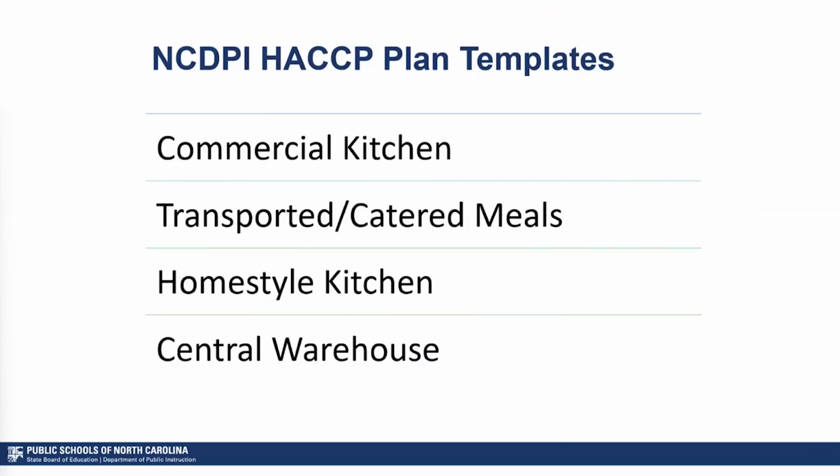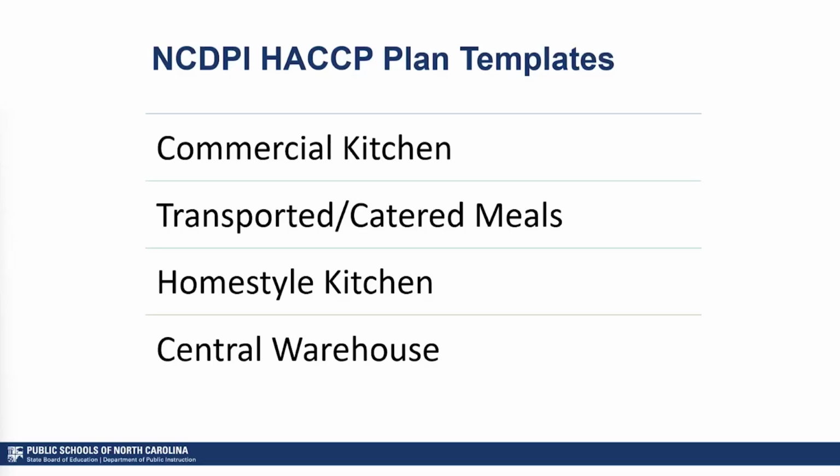NCDPI has 4 HACCP plan templates available for school food authorities to use. The first one is the commercial kitchen template, which we discussed yesterday, and that is widely used for sites that are preparing and serving meals in a commercial type kitchen. The transported or catered meals template, which we're talking about today, is used for sites that receive meals that are transported from another kitchen. The home-style kitchen template is used by some residential child care institutions, or RCCIs, with domestic-style kitchens that are feeding students in a group home setting.